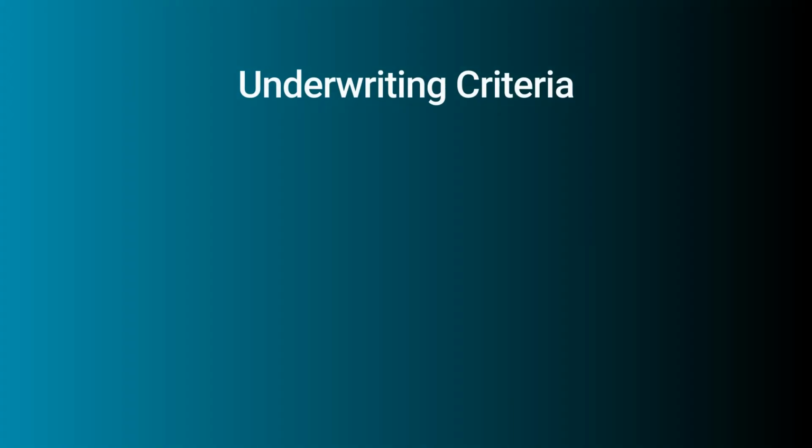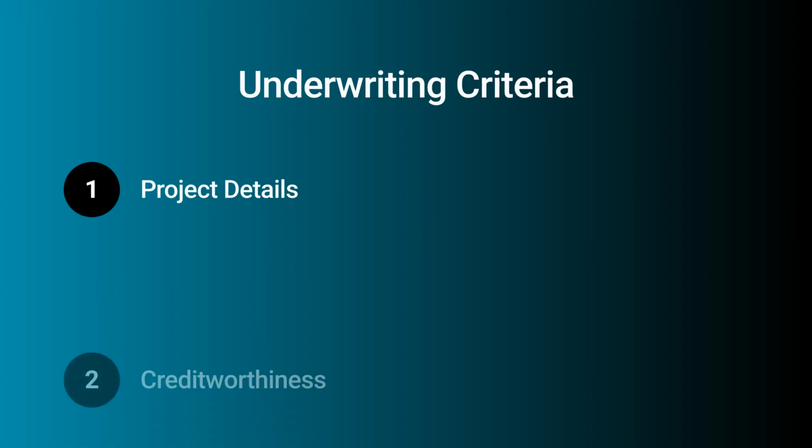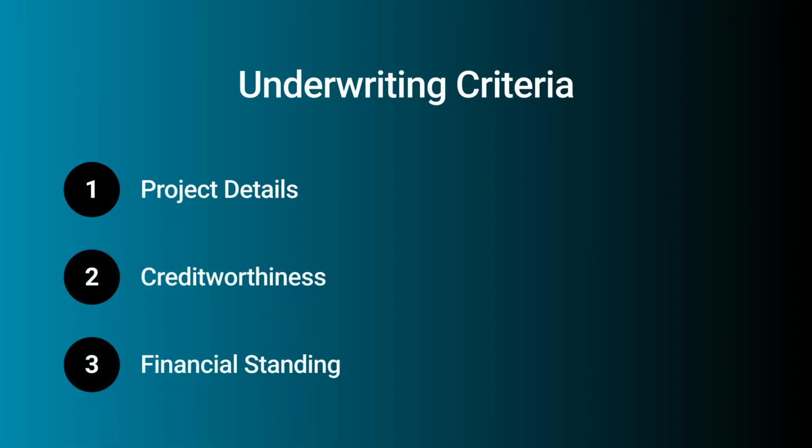Typically, surety companies will review the project details, as well as the contractor's creditworthiness and financial standing. To qualify for a contract surety bond, contractors will be asked to provide information to the surety company to demonstrate their ability to complete the contract as expected. The information requested will vary depending on the type of work to be performed and the size of the contract.